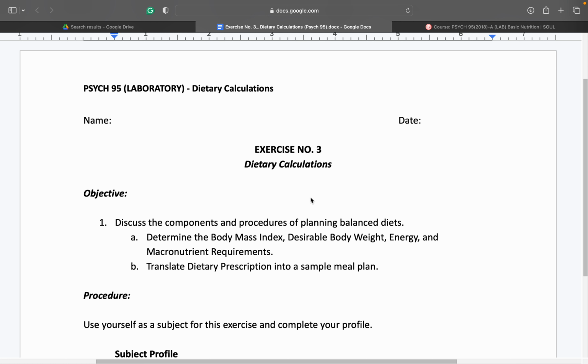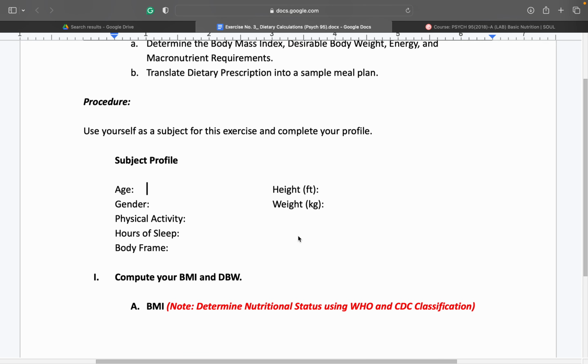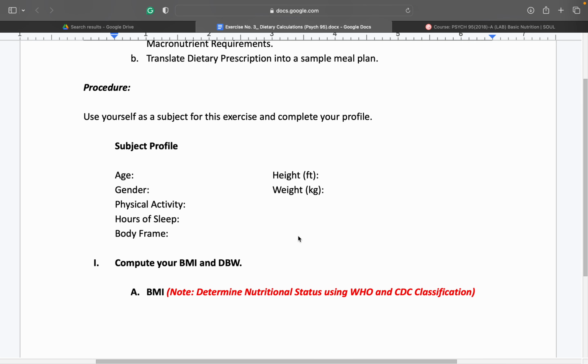But for this discussion, I will just cover a few things before our face to face class. For this exercise, you're going to use yourself as a subject. So you need to complete this profile: your age, gender, physical activity, the number of hours of sleep, your body frame, height, and weight. Body frame will need to be demonstrated during our F2F class, so you don't have to mind this for now. I'm going to use myself as an example.